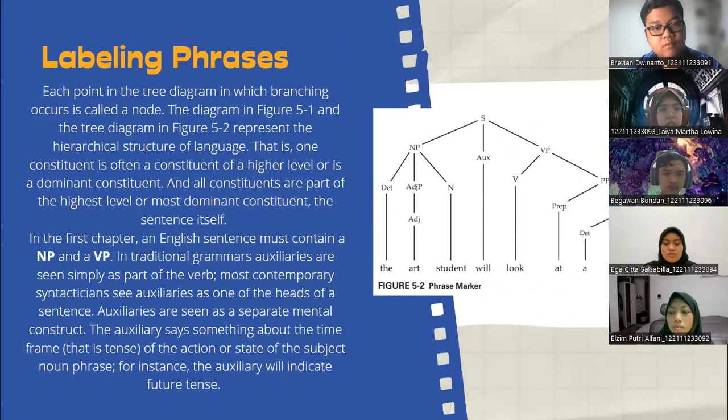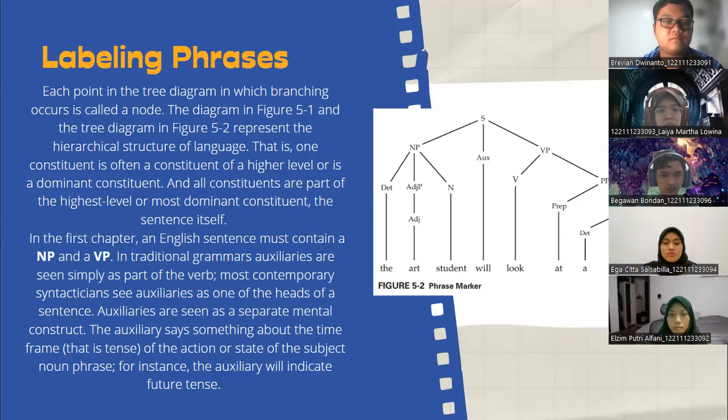Each point in the tree diagram in which branching occurs is called a node. The diagram in figure 5.1 and the tree diagram in figure 5.2 represent the hierarchical structure of language. Each constituent is often a constituent of a higher level, its dominant constituent. And all these constituents are part of the highest level, or most dominant constituent, the sentence itself.